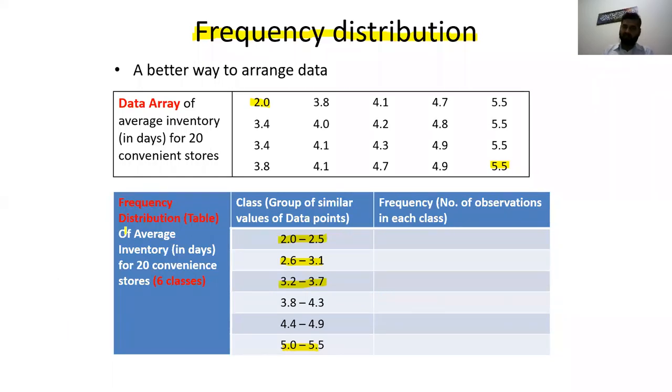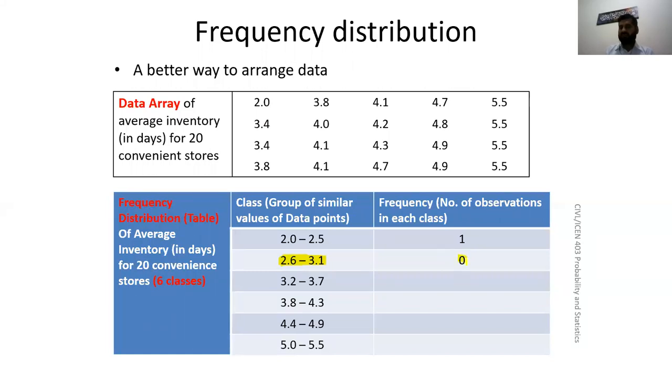Okay, so then what we do, we count how many items are falling in this group. Only 2.0 falls in this group, right? So I write 1 for the class from 2 to 2.5, because I only have 2.0. In the next group, which is 2.6 to 3.1, there is no quantity, because the next one is 3.4. So between 2 and 3.4, there is no item, and we got 0 for the second class.